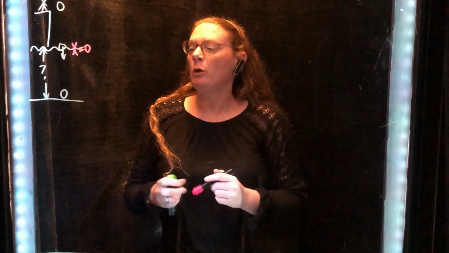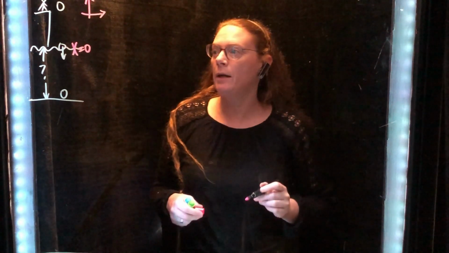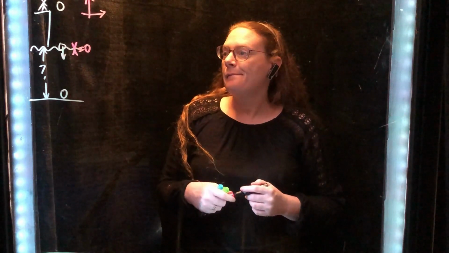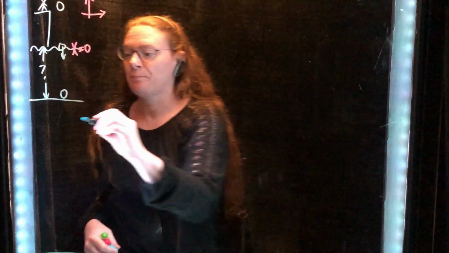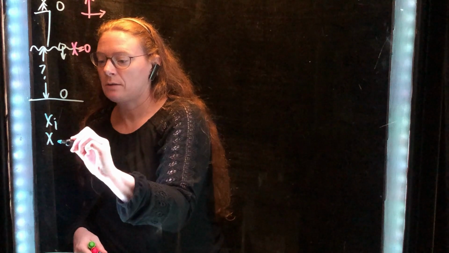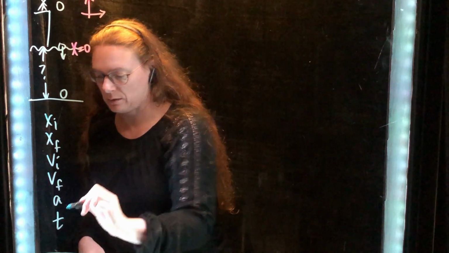Okay, so we've got my origin. I'm going to do my standard coordinate system. Up and right is positive. And now we're ready to figure out what we know. So let's do our chart of kinematics variables: X initial, X final, V initial, V final, acceleration, and time.